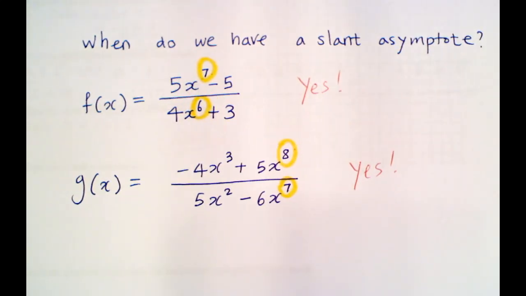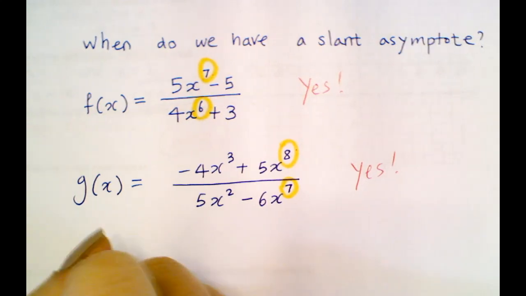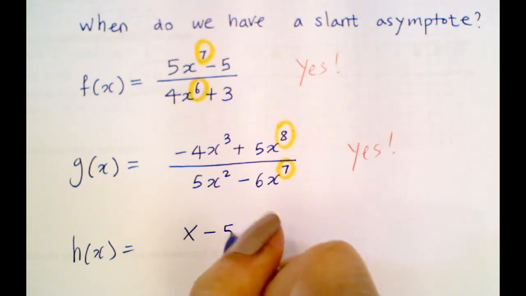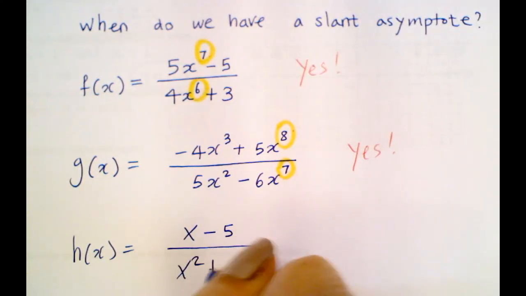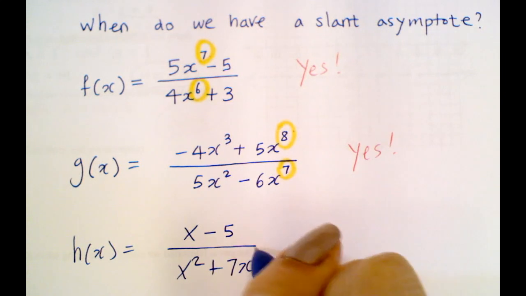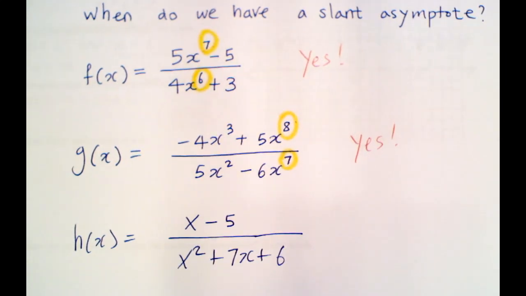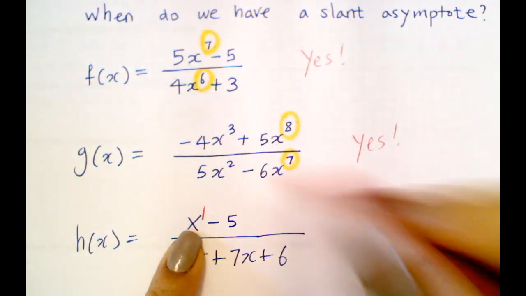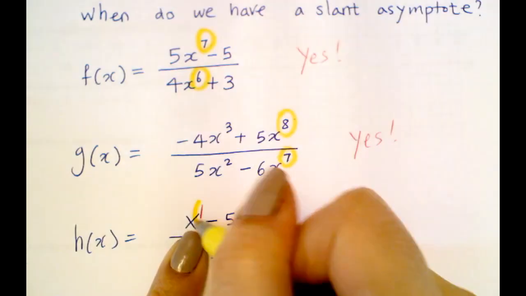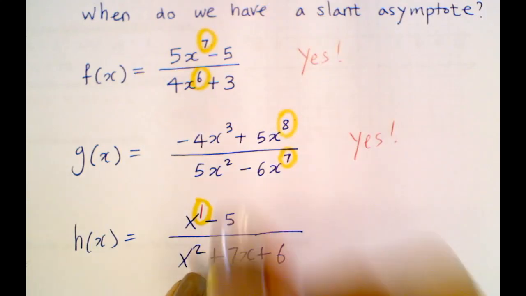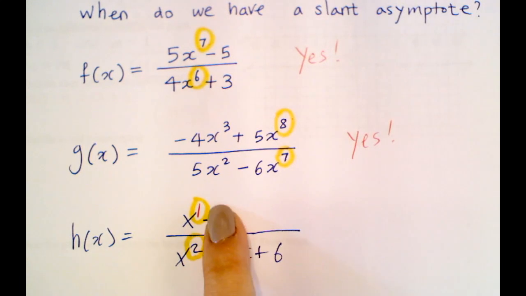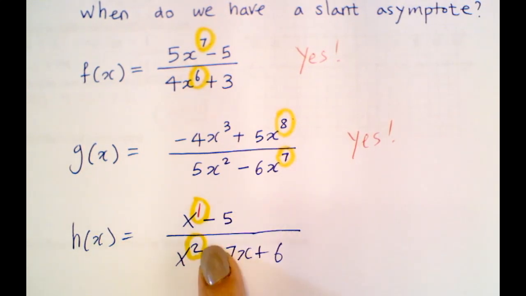A last one, let me make it so that it doesn't have it. h of x equals x minus 5 over x squared plus 7x plus 6. Just completely random. All right. Now, what is the degree of the numerator? It's just x to the first power, right? So the degree of the numerator is 1. What about the degree of the denominator? 2. Now, okay, 2 is bigger than 1 by exactly 1, but notice how the bottom is bigger this time.